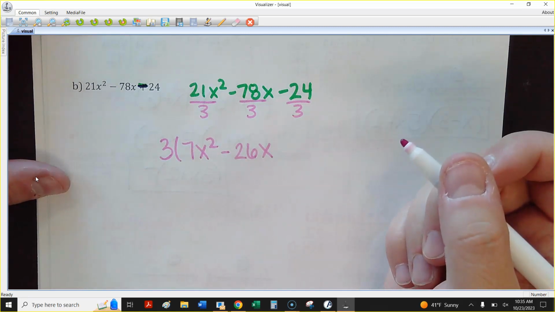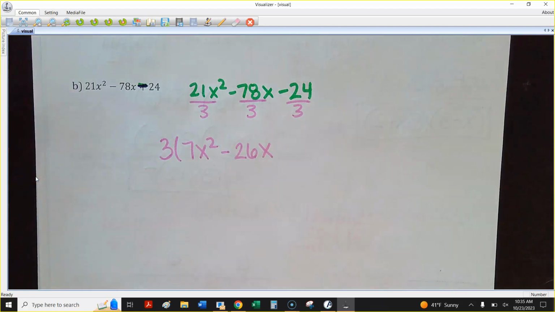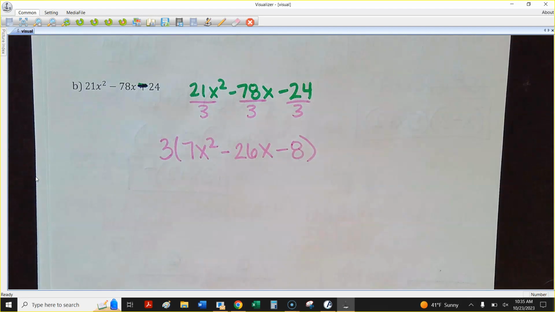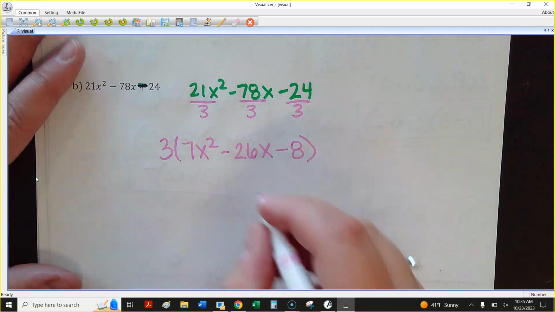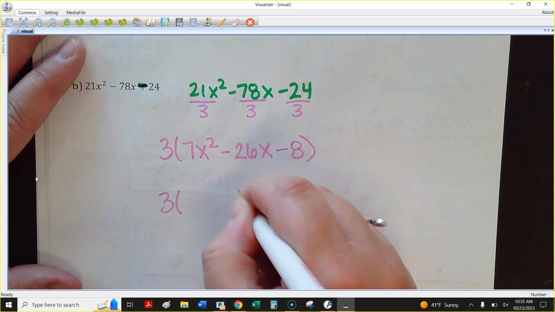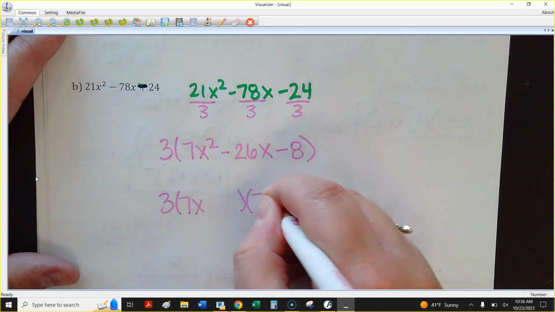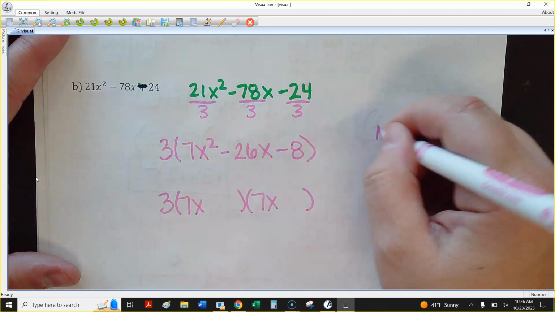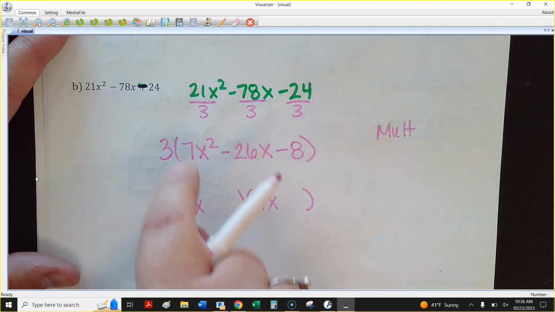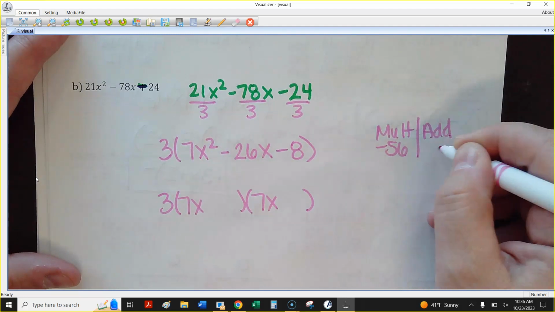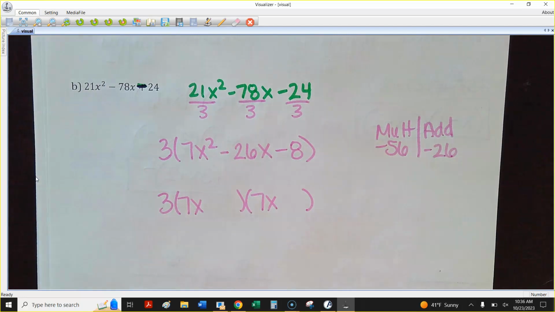Hang on a second. Is that right? Hang on, I'm just checking. Yeah, okay, we're good. Minus 26x and then minus 8. So I'm going to keep the 3 because I have a greatest common factor from all the terms in the original problem. I'm going to start each of these factors with a 7x. I'm going to multiply first and last. So 7 times negative 8 is negative 56. And I have to add to get the number in the middle, which is negative 26.